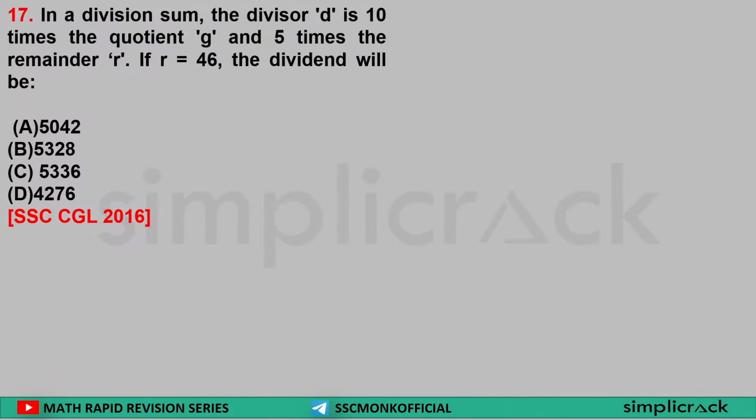In a division sum, the divisor D is 10 times the quotient Q and 5 times the remainder R. R is equal to 46. So when R is equal to 46 and the divisor D is 5 times the remainder, D is equal to 46 multiplied by 5, which is equal to 230, and it is saying the divisor is 10 times the quotient. So the quotient is equal to divisor by 10. So 230 divided by 10 is equal to 23. Yes, I can find it this way and then I can find the dividend.